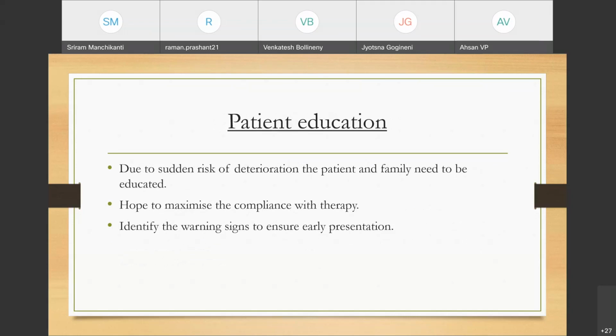Patient education is very important, as these patients can suddenly deteriorate and develop infection, and the family needs to be educated regarding the warning signs for patients who subsequently require admission. It is also important, especially for those wearing total contact casting, to maximize compliance with therapy. So it is important to explain to both the patient and the bystanders the adequate warning signs to ensure early presentation to the hospital.